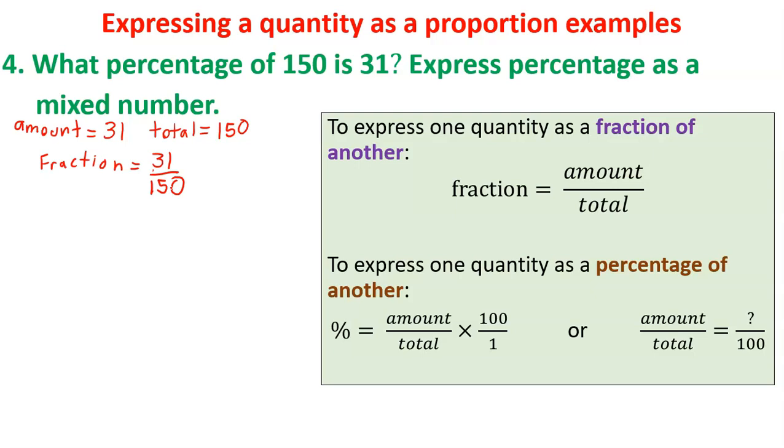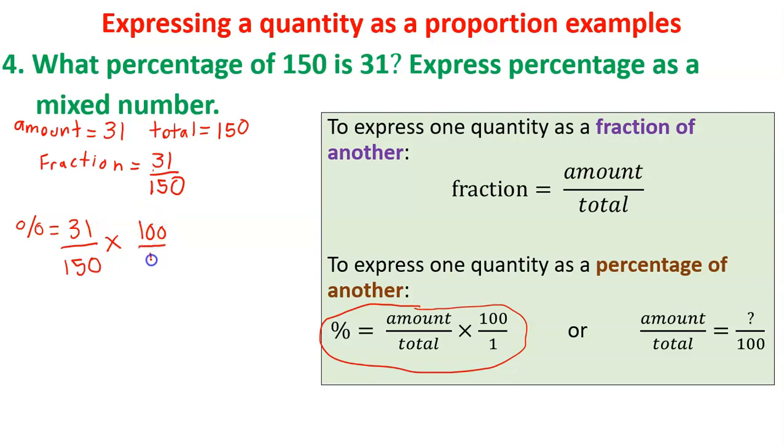So again, I now need to convert this fraction into a percentage. And as we know, we've got two options, but in this case here, I'm going to use this option again. So we can write here that my percentage is going to equal my fraction, which is 31 over 150, multiplied by 100 over 1. Now, as we normally do with multiplication, can I simplify, can I cancel out? We can't cancel out vertically, but we can diagonally.